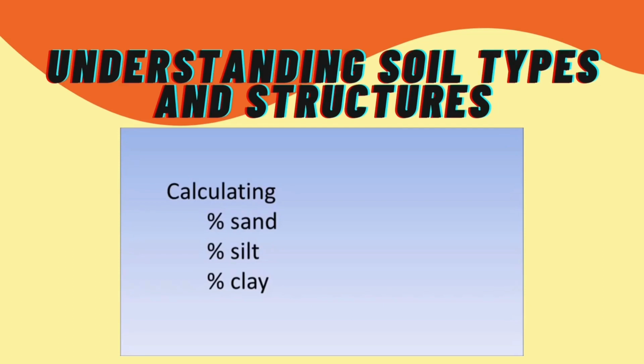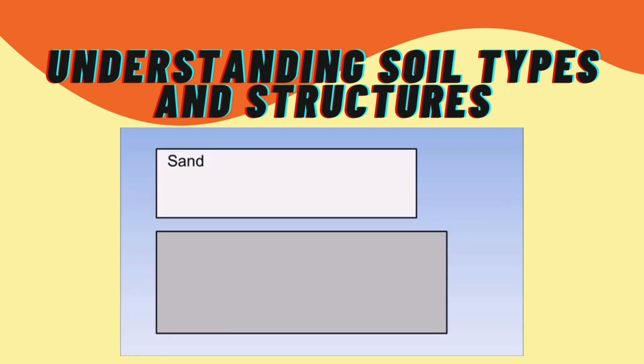Alright, so to easily understand the soil type and structure, we can calculate the percent of sand, percent of silt, percent of clay. So we have the sand plus silt and clay, and we get the total based on our test. For example, I got sand is 30, I got silt is 22, I got clay is 25, so the total is 77.